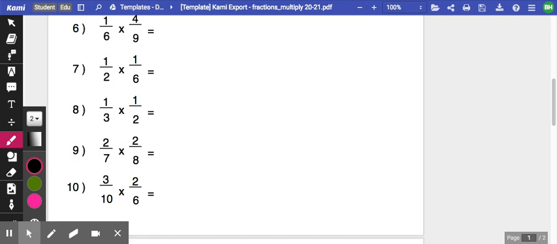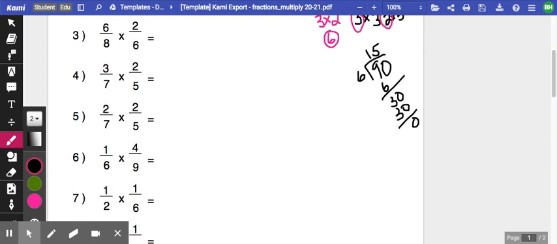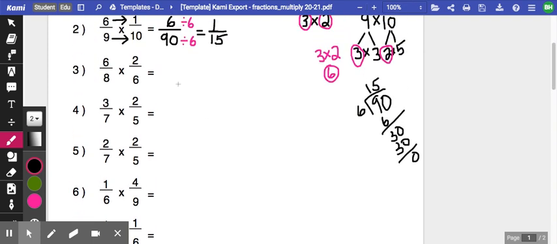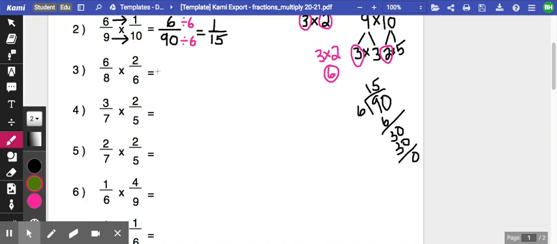Oh, it was right here. 6/8 times 2/6. Okay, I'm going to do this in a different color just because it's going to be kind of close up there. I'm going to do number 3 also. All right, 6 times 2 is 12.